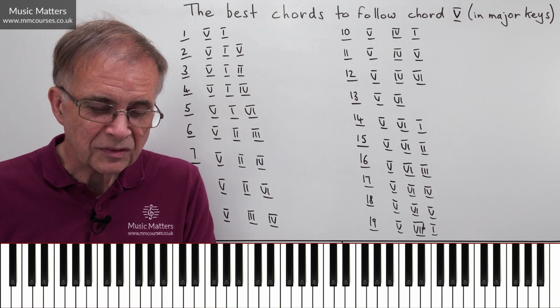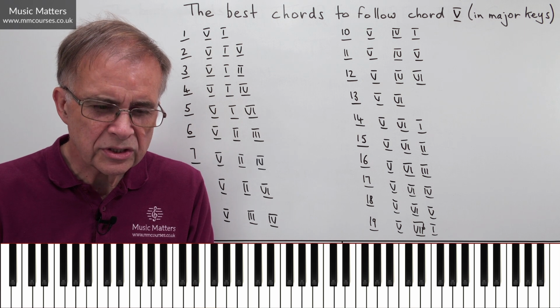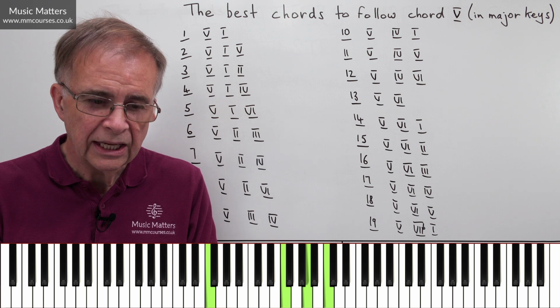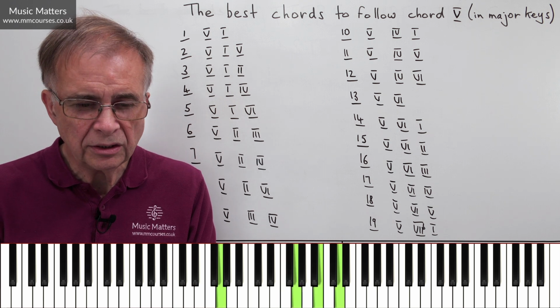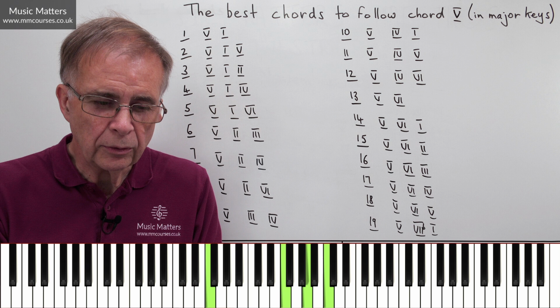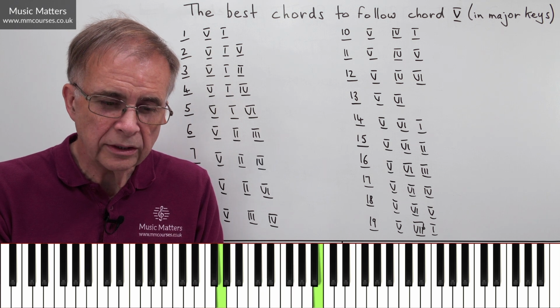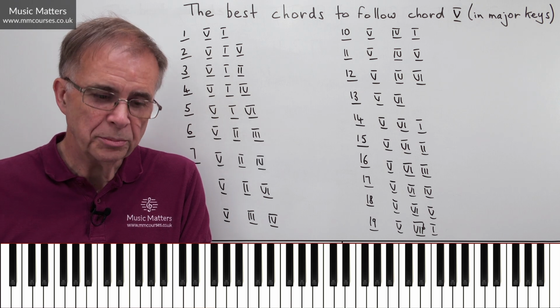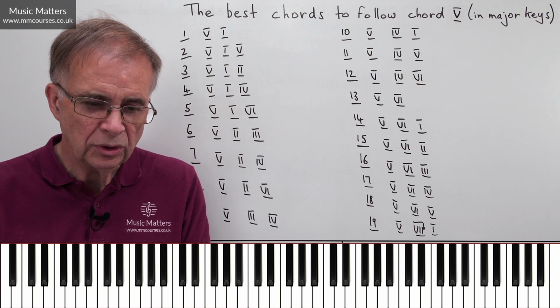Option number 7, 5 to 2 to 4. So 5 to 2 to 4. I mean, it's a perfectly reasonable progression. Again, it's another one that you might want to go on 5 to 1 or something might follow on from that very strongly.